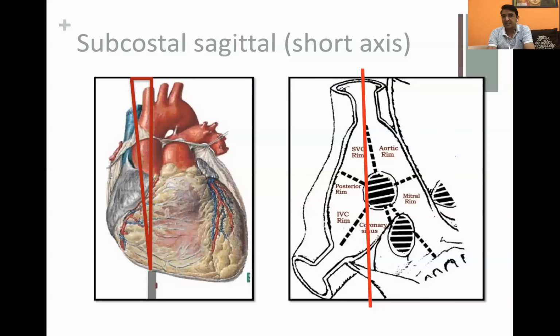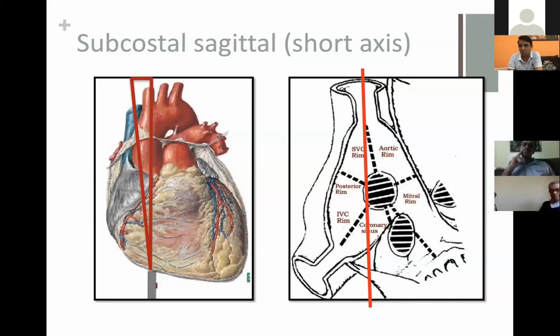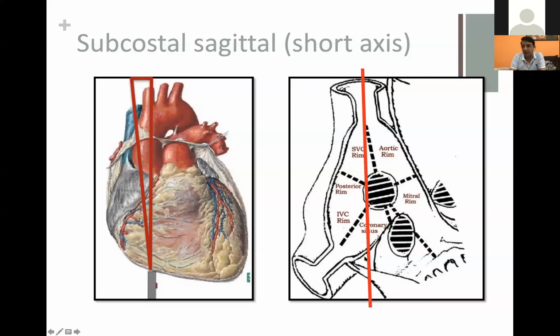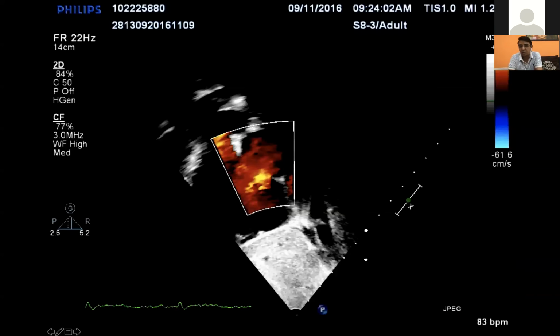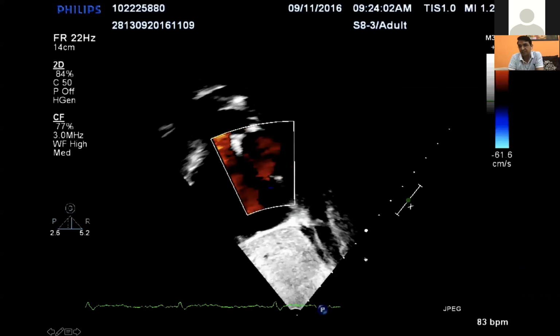This is sagittal subcostal. Again, the line is drawn here. And as I was mentioning here, SVC and IVC are both not in the same plane. That is why you cannot see both the rims in the same plane. That is why you have to rotate it. And that is how you will make a judgment whether the IVC rim is present or not.